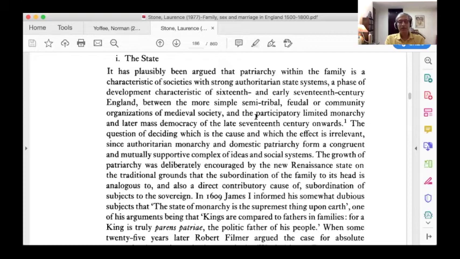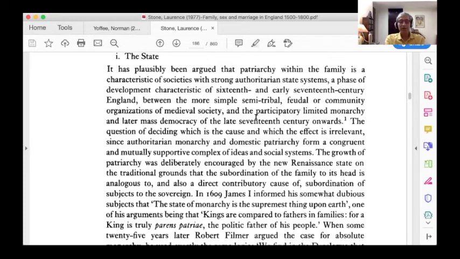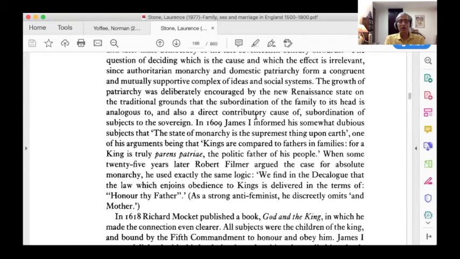The growth of patriarchy was deliberately encouraged by the new Renaissance state on the traditional grounds that the subordination of the family to its head is analogous to, and also a direct contributory cause of, subordination of subjects to the sovereign. Right? In other words, having this patriarchal family with a singular head is a way of training subjects to be obedient to their king.